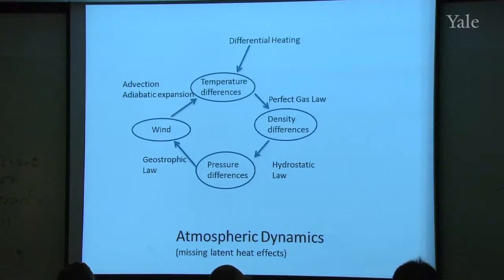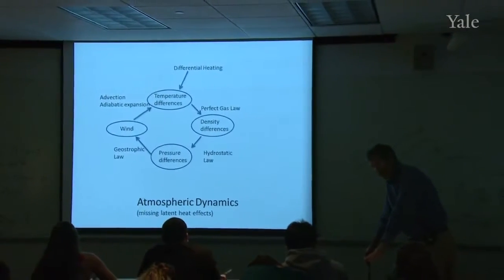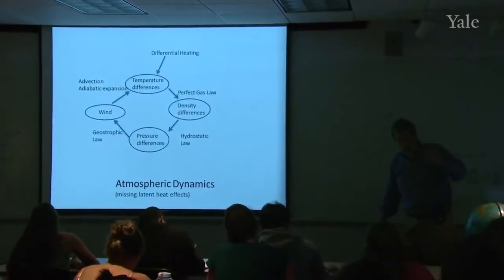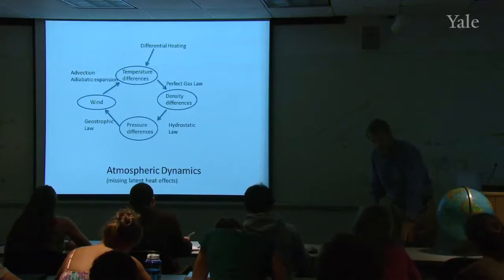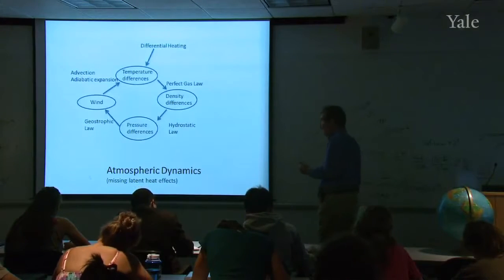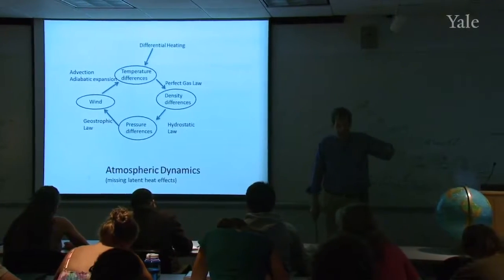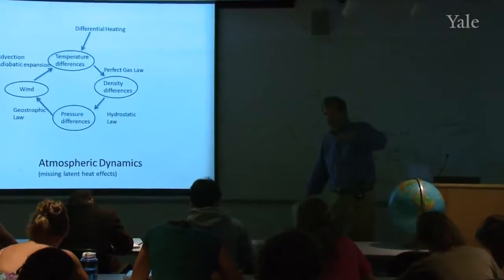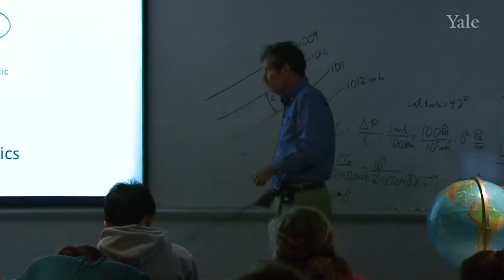In other words, if I have cold, dense air here, hydrostatically, it's going to have higher pressure beneath it. If I have warm, less dense air over here, hydrostatically, it's going to have lower pressure beneath it. So it's largely through the hydrostatic law that we develop pressure differences on a horizontal plane, so-called sea level pressure differences or pressure differences at other horizontal levels.